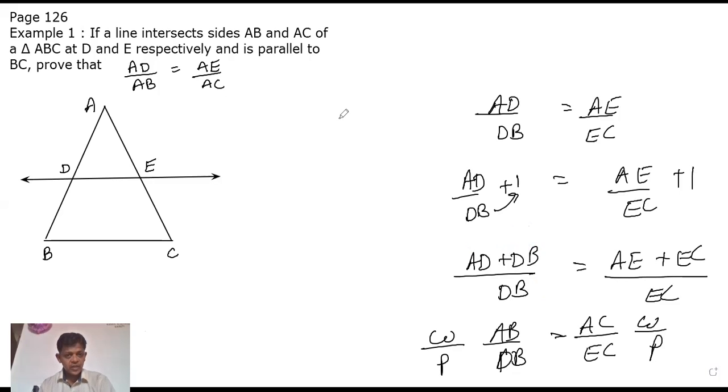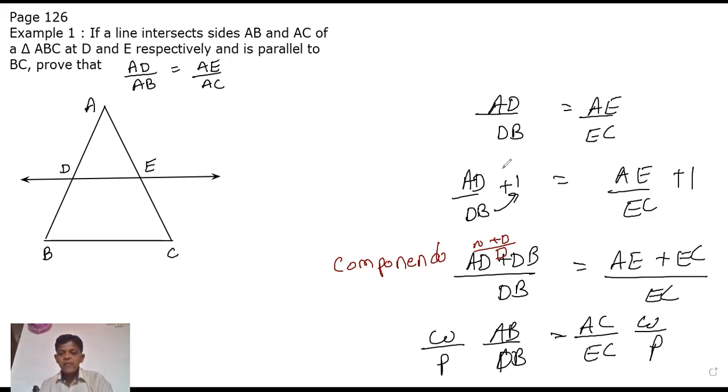And this procedure in mathematics is called as componendo. The word is componendo. Means numerator plus denominator divided by denominator. It is actually there for equal ratios. It is there in our state board books. Unfortunately, it is not there for our CBSE books, so we never study this. But it is actually nothing but adding one.